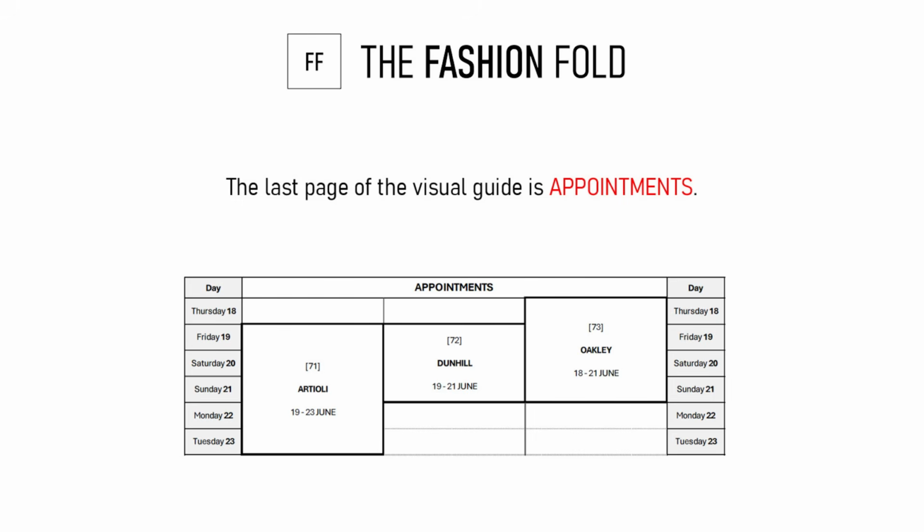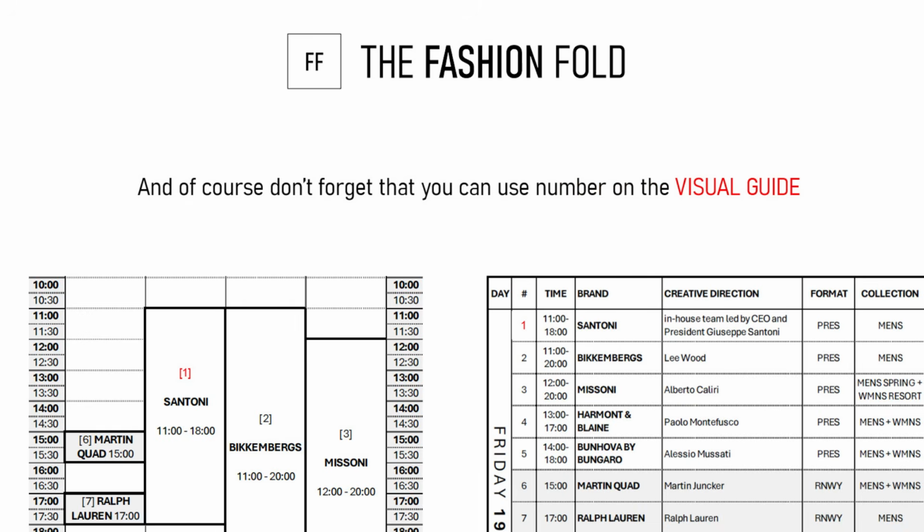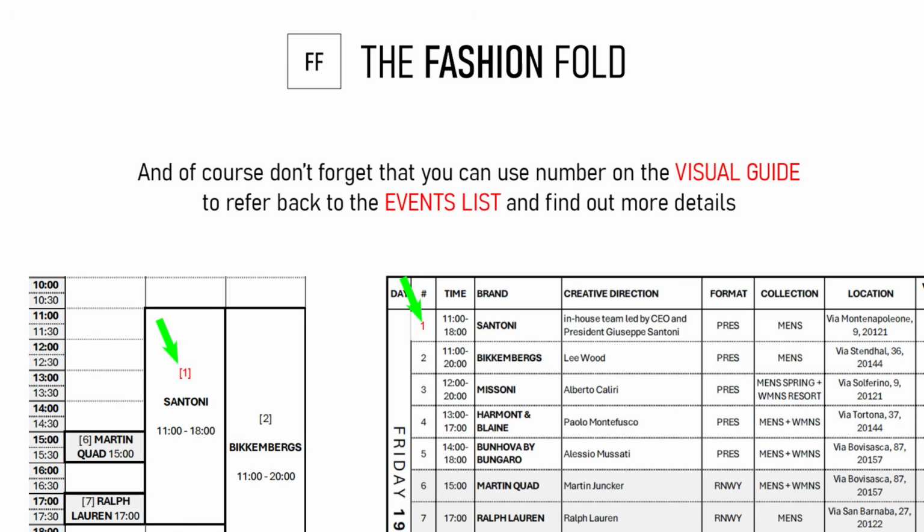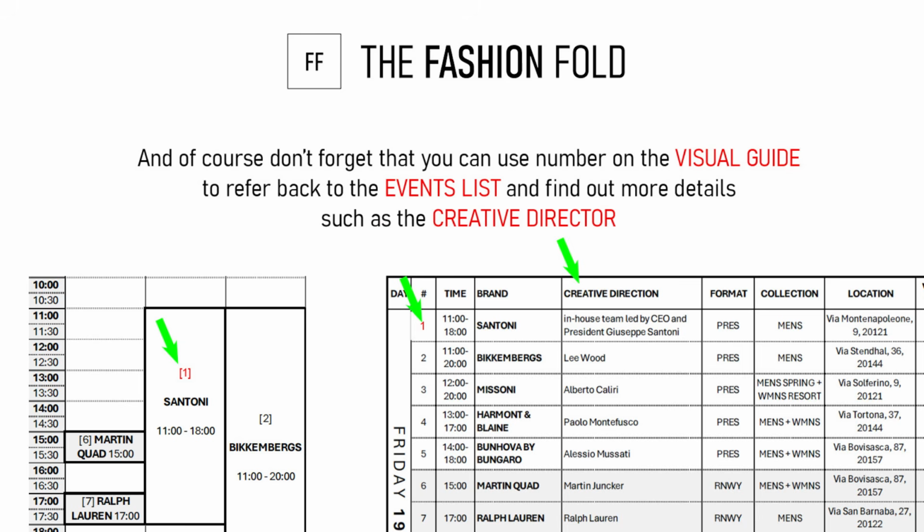The last page of the visual guide is the appointments. And of course, don't forget that you can use the number on the visual guide to refer back to the events list and find out more details, such as the creative director and the location.